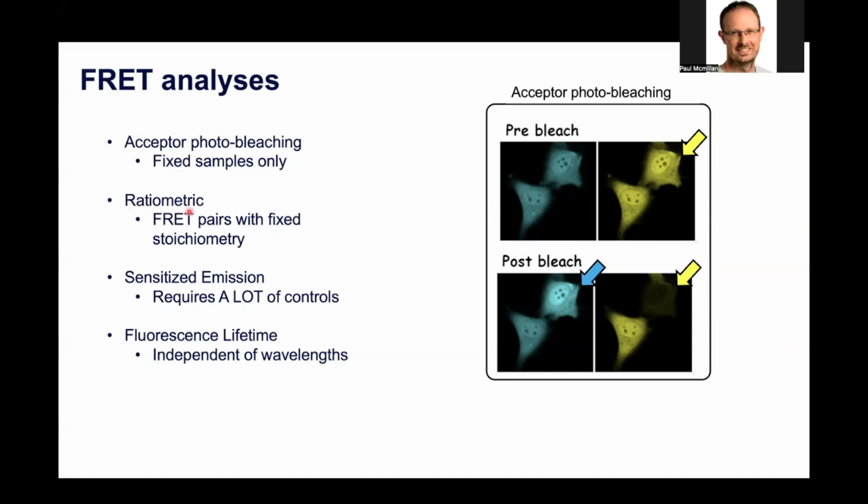We can do ratiometric FRET. That's only for FRET pairs with a fixed stoichiometry. So in those previous examples, those molecules which have a structural rearrangement always have a one-to-one stoichiometry, so we can do ratiometric here. There's a method called sensitized emission, which requires a lot of controls and a lot of mathematics. But probably the cleanest way of doing it is to use something called fluorescence lifetime. The nice thing here is that it's independent of the wavelengths of the light that we're using. It relies on the fluorescence lifetime.